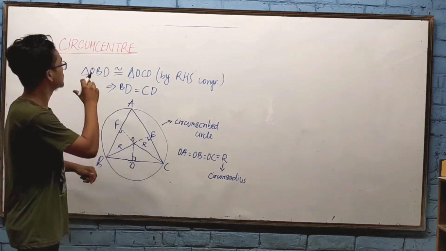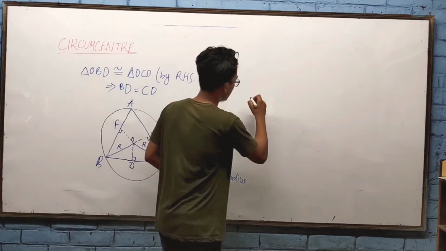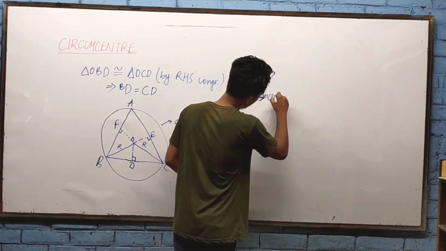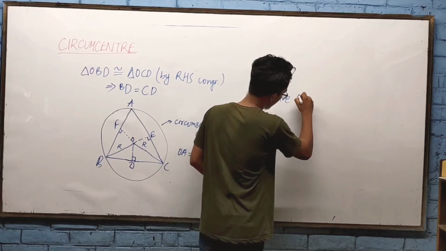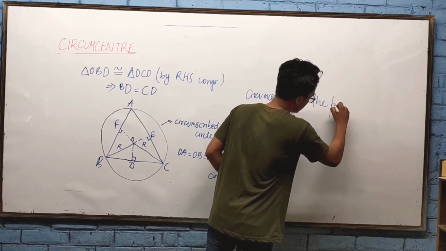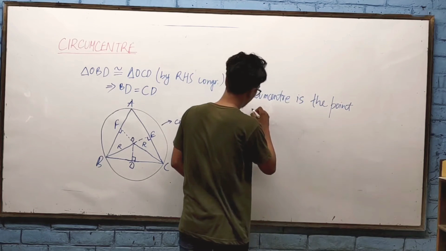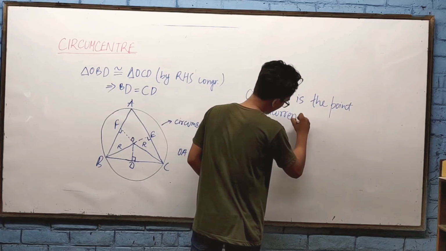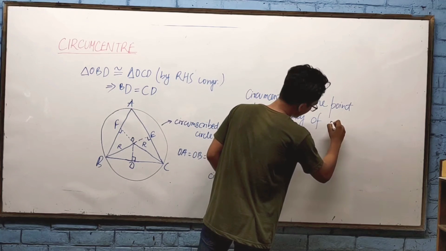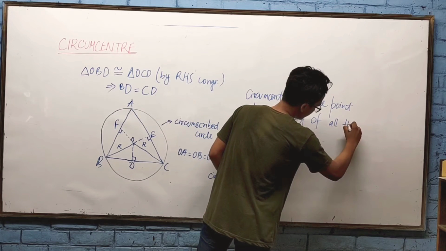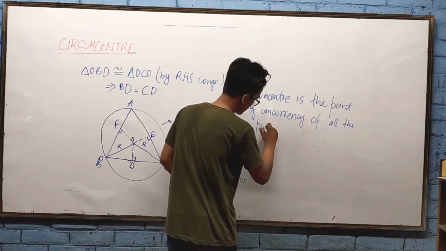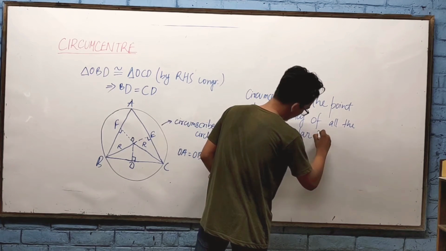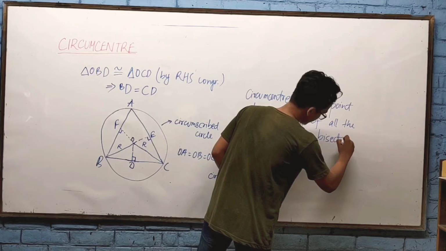So we can define circumcenter in another way: the circumcenter is the point of concurrency of all the perpendicular bisectors of a triangle.